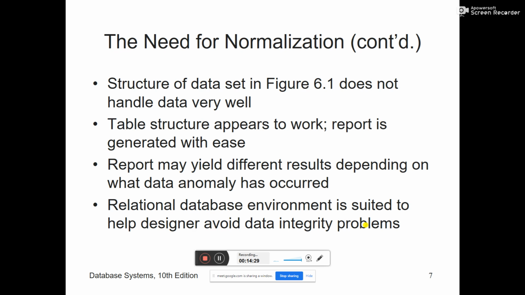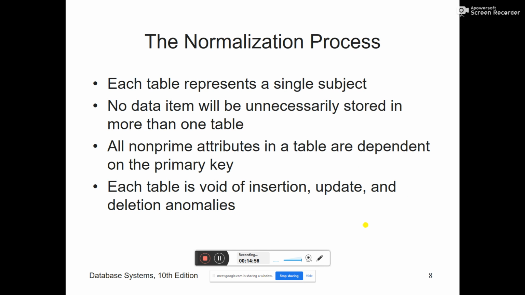So as I already informed you, this table is not in a good structure. Maybe it appears that it works properly and a report is generated, but the report might produce different results depending on what data is there, if the anomalies that I already discussed with you have occurred. So we need to perform normalization on it.